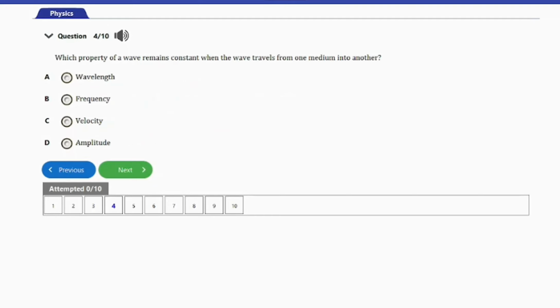So the next question we have here is question number 4. It says, which property of a wave remains constant when the wave travels from one medium into another? We have A, wavelength, B, frequency, C, velocity, D, amplitude. So guys, the answer to this question is option B here, that's the frequency. So that's it for this question. Let's go ahead and consider the next question, guys.